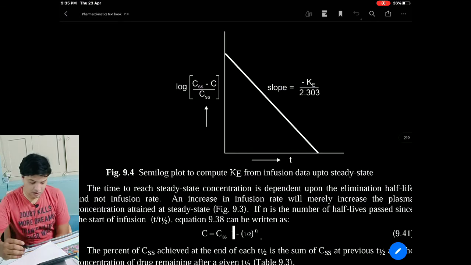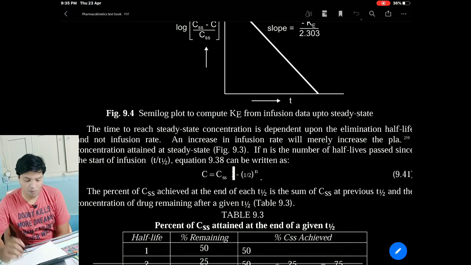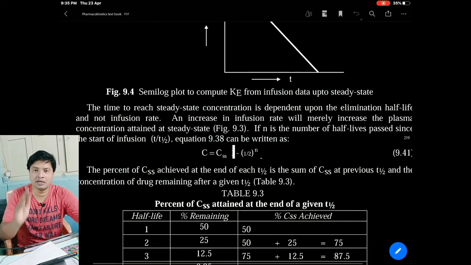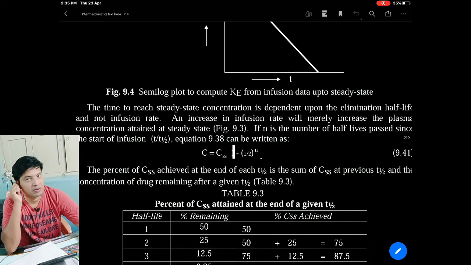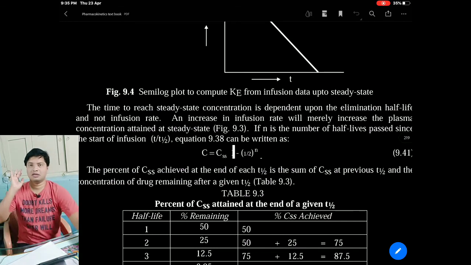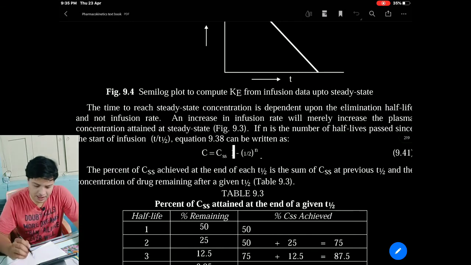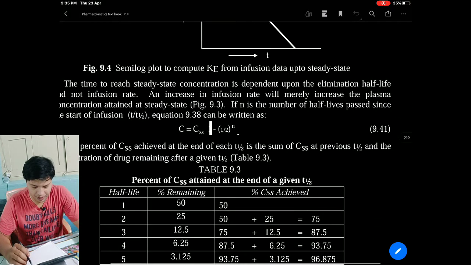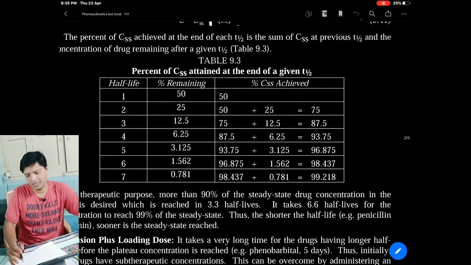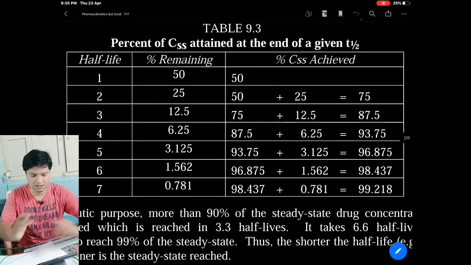Now the problem here is reaching the steady state concentration. Again it is dependent on the elimination half-life. Your steady state concentration of the drug is dependent on the half-life of elimination. How it depends, we'll try to see in the table here. See this table, try to zoom it.